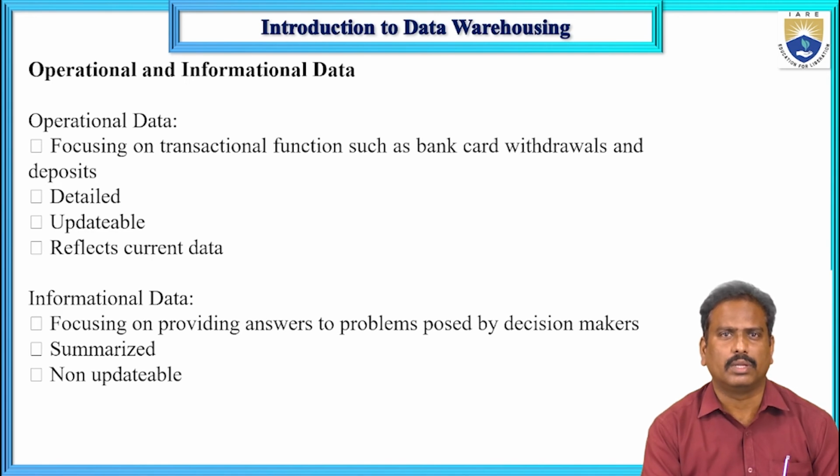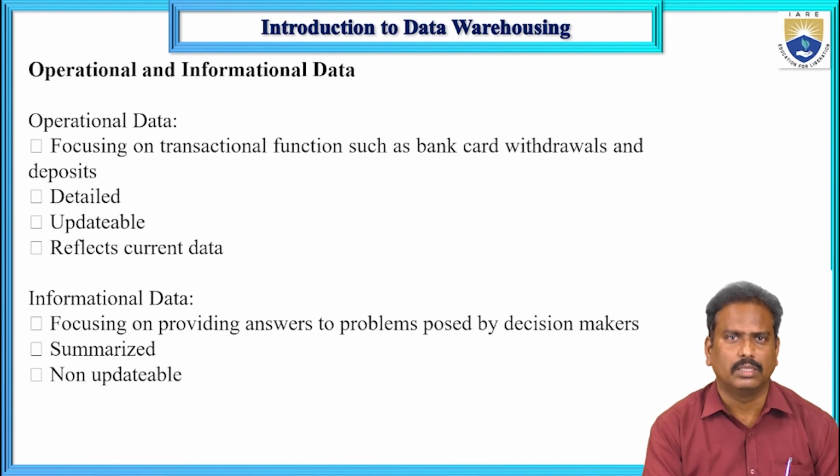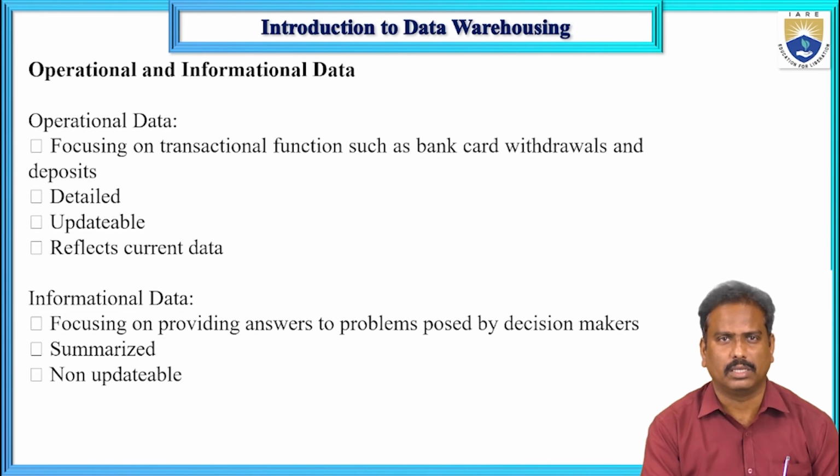So, what is this operational data? Whatever data is operating now, we call it operational data. He has given the points there. It focuses on transactional functions. So, we are focusing on transactions, whatever transactions are running, such as bank calls, withdrawals, deposits. Such information we call operational data. We'll be finding detailed information there in operational data.